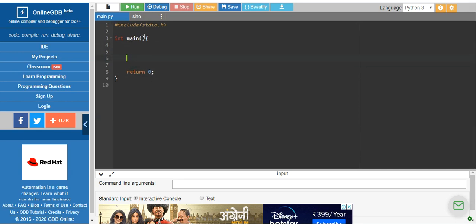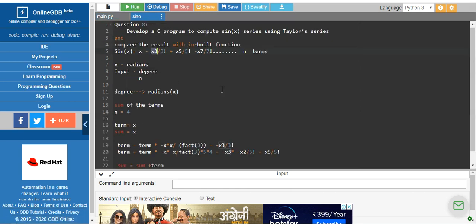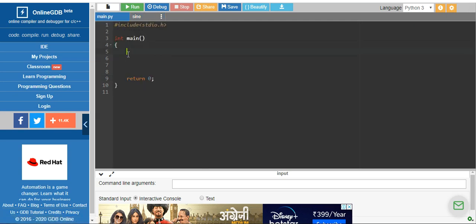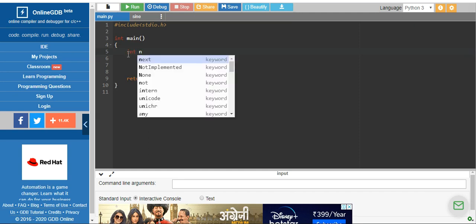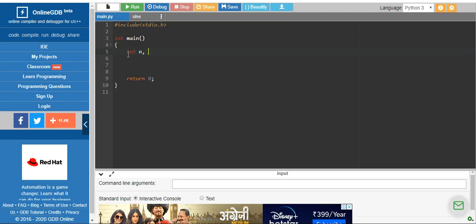Now let's see what all the variables we need. If you can see this logic or tracing of the programs, you know that you need x, you need degree, you need n, and you need sum, you need term. So better we find out which variables are integer data type and which variables we can consider as floating data type. Now, n can be an integer, and degree can be an integer or it can be a floating.